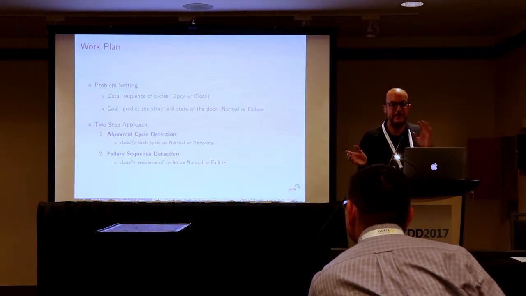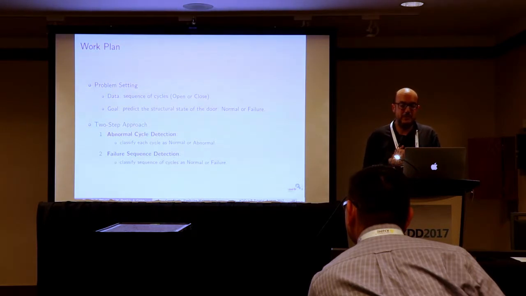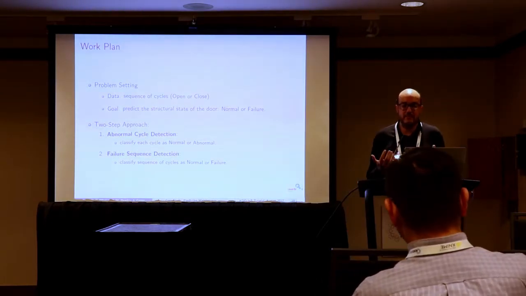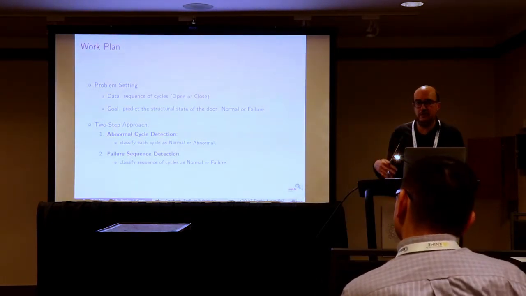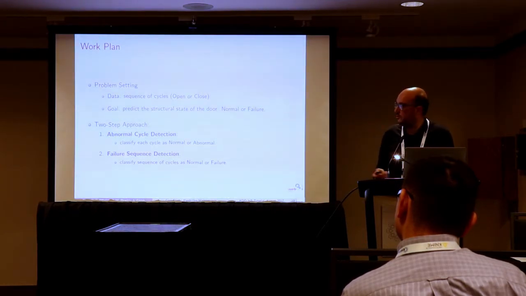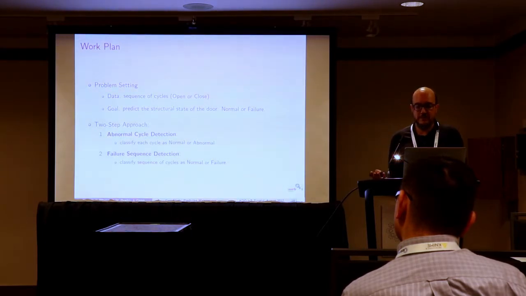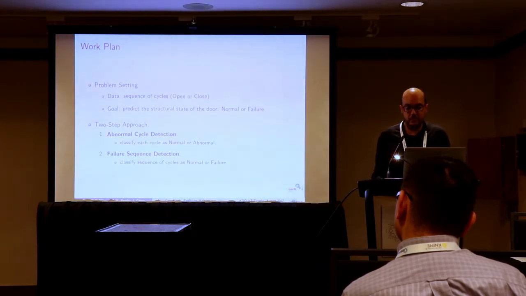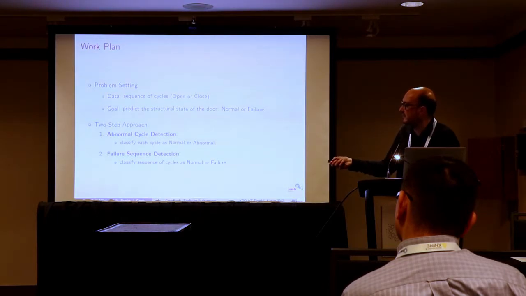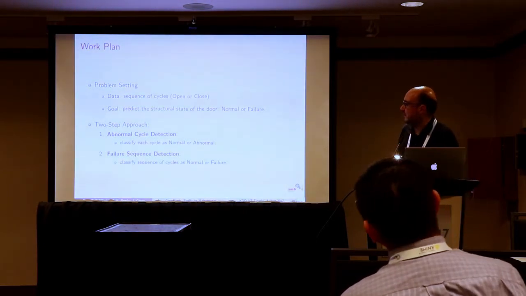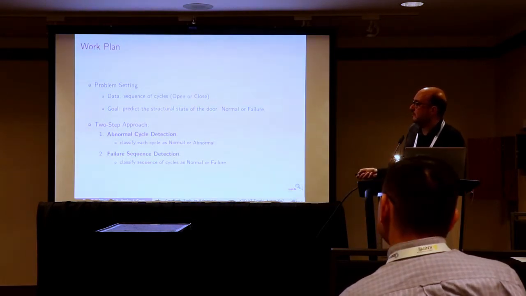We have divided it into two data sets, the ones that are open and closed. Then we want to predict the structural state of the door, whether it's normal or failure. So we are going to use a 2-step approach. The first is to detect if a cycle is normal or abnormal. The second is to detect if the sequence of cycles is normal or failure. In the first one, if someone is opening a door, this is going to be abnormal, but it's not really a failure of the door. It's only a person pushing the door. This is why we need these 2 steps.